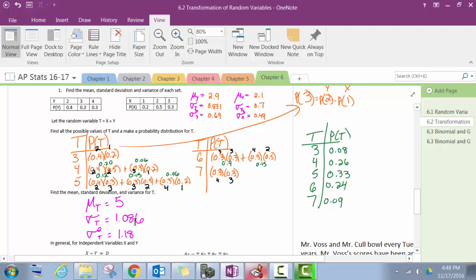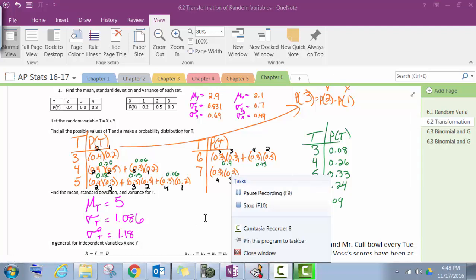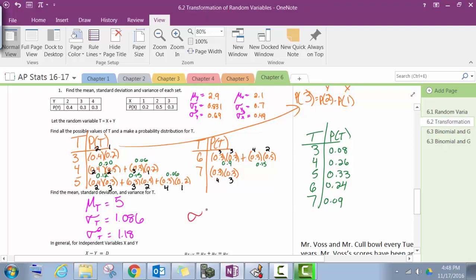The variance of t is equal to, well, I guess the square root, so the standard deviation is equal to the variance of x plus the variance of y. And that would be the standard deviation of t. So it's kind of like Pythagorean theorem.